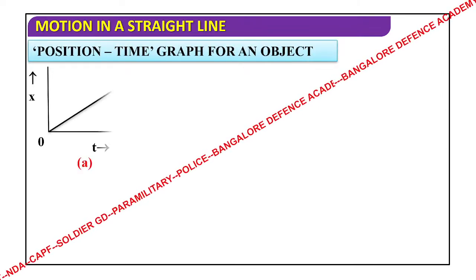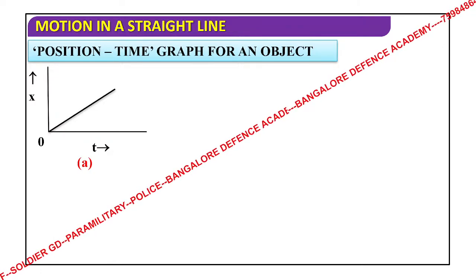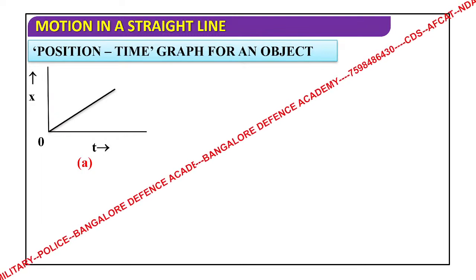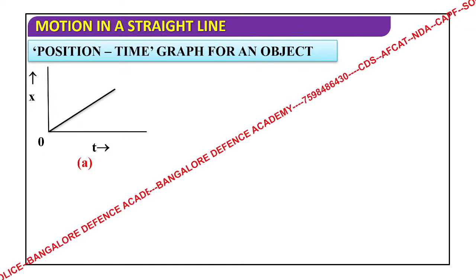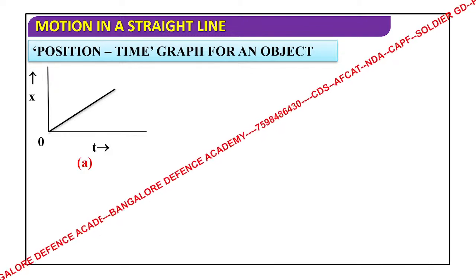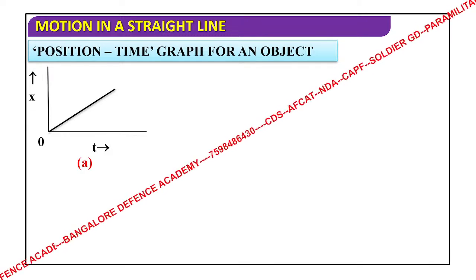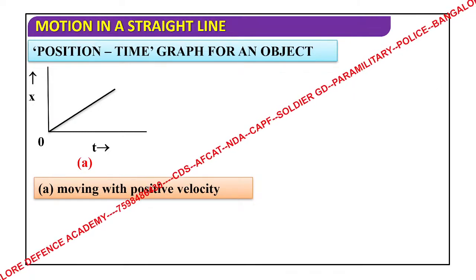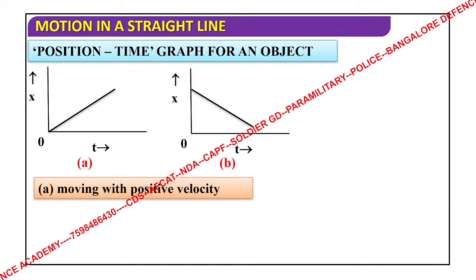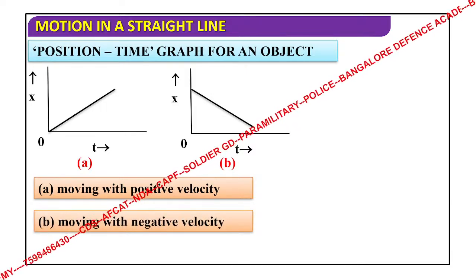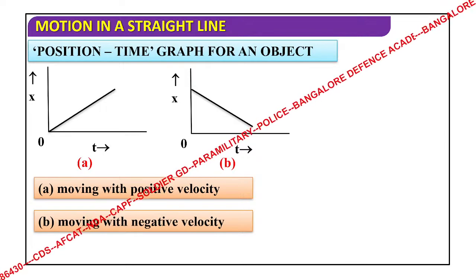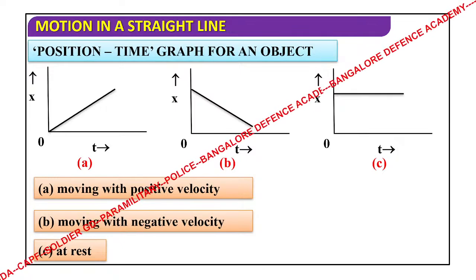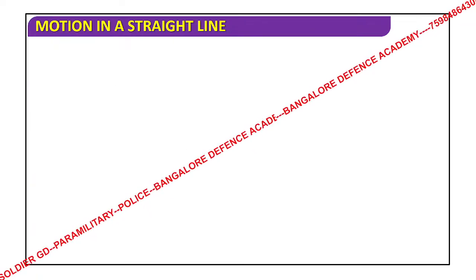Next, let us have a graph now. So these graphs will be asked in your examination, including CDS, NDA, JE, or any examinations which you are trying. So try to draw this graph now quickly. In x-axis you have time, and in y-axis you have the distance, position. So the position time graph for an object moving with a positive velocity is this. Then the option B is moving with the negative velocity. Okay, the line comes downwards. Next, the third example is where the object is at rest.